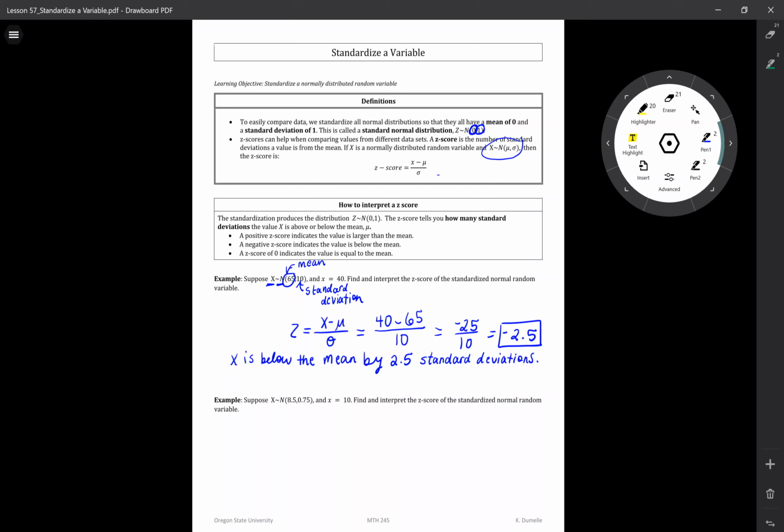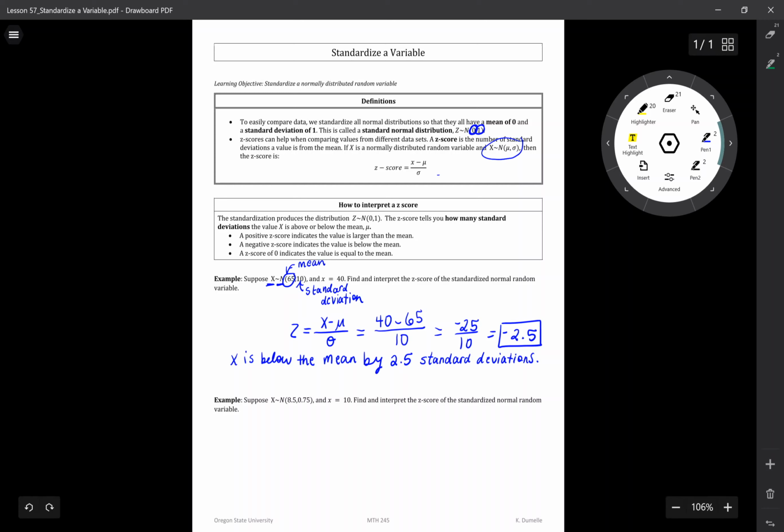Remember, in a standard normal distribution, 95% of the data is within 2 standard deviations of the mean. We learned that in lesson 55. So this data is pretty far away from the mean. If it's 2.5 standard deviations away, that means that it's in the outermost 5% of the data.